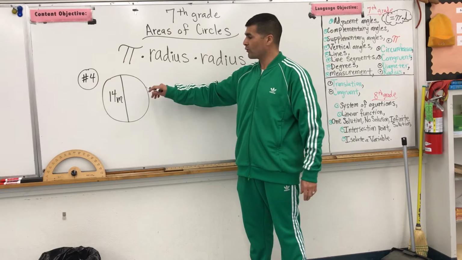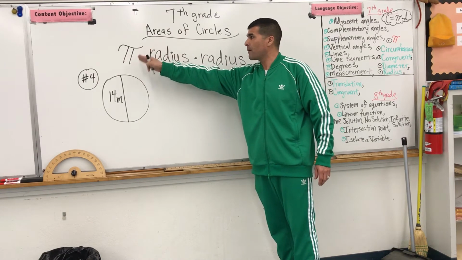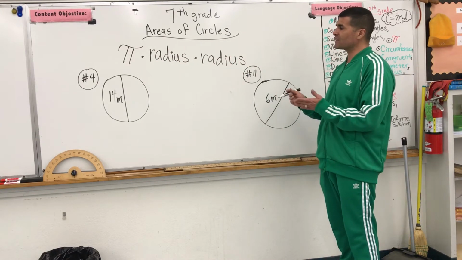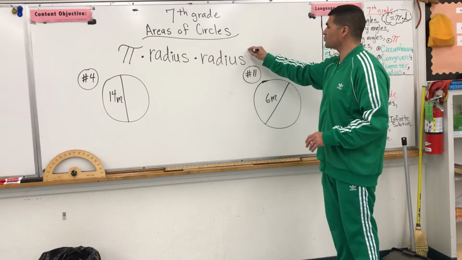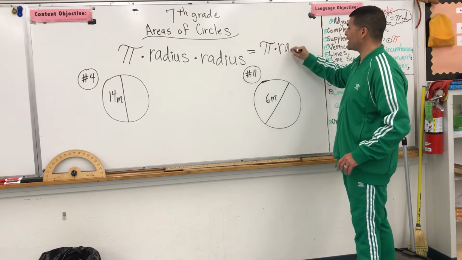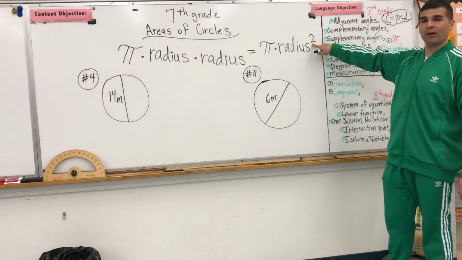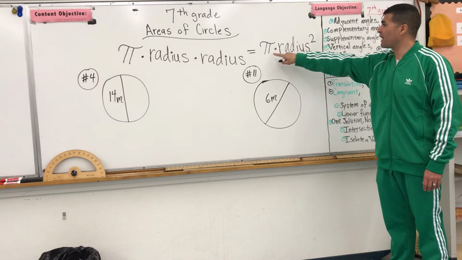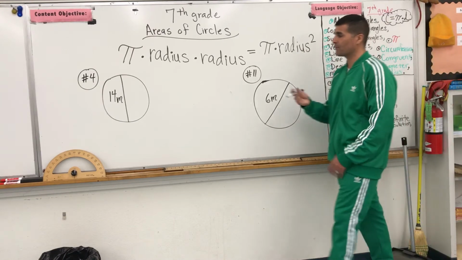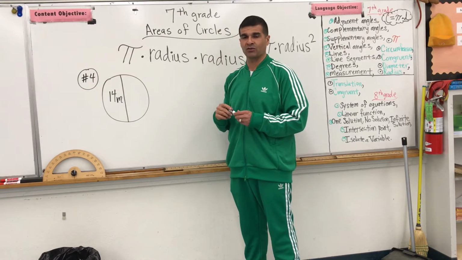Now, in order to find the area of this circle, we're going to use the equation pi times the radius times the radius. But we don't have to say pi times the radius times the radius, because we've learned there's a shortcut, and we can say pi times the radius to the second power. The way we say this in math is pi times the radius squared, when the exponent is to the second power. Well, we need to find the radius, and this is for problem number 4 on your homework that's due on Monday.